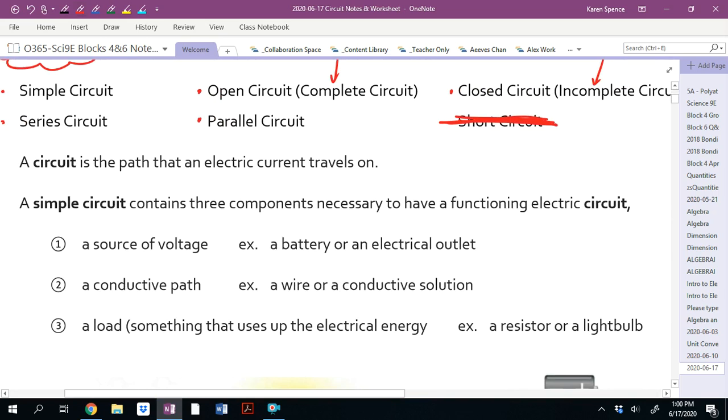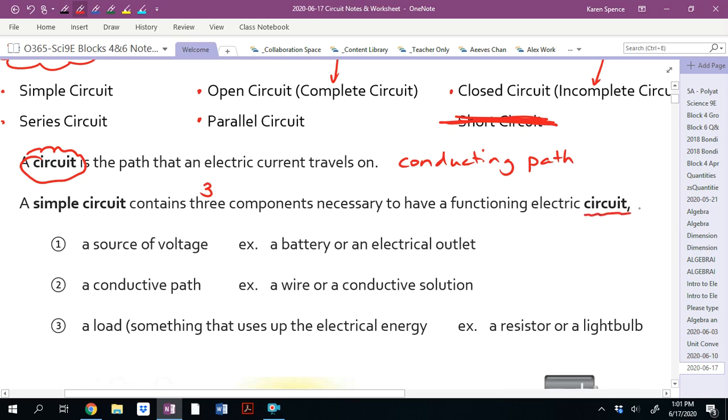Okay? So, a circuit, I think you already knew this, it is a path that the electric current travels on. Okay, so you need to have a conducting path. It can't just be any old path. If you have an insulator, you are out of luck. Okay, and a simple circuit has three components that are necessary to have a functioning electric circuit.